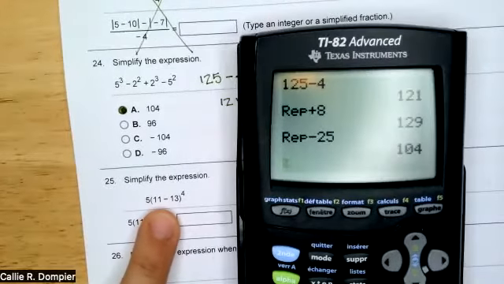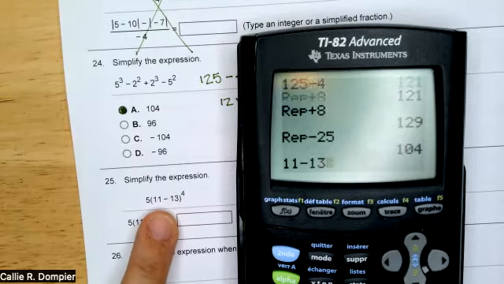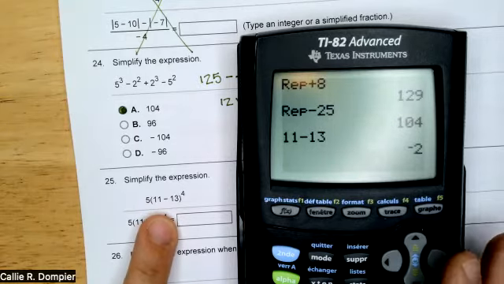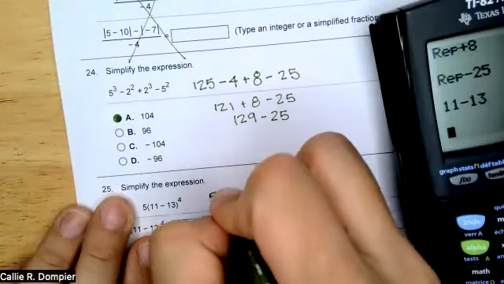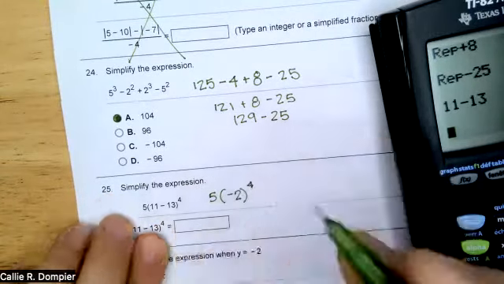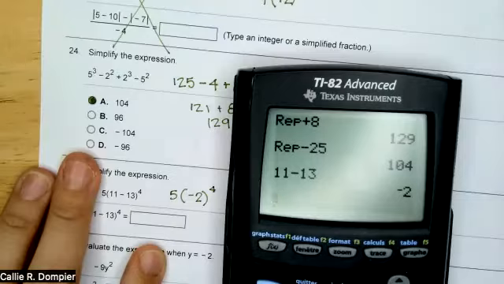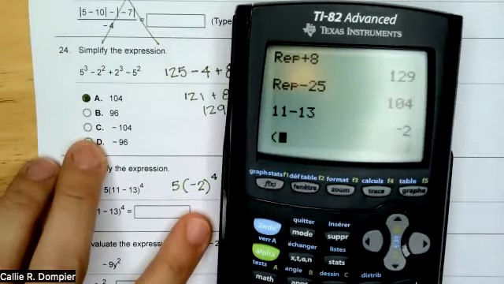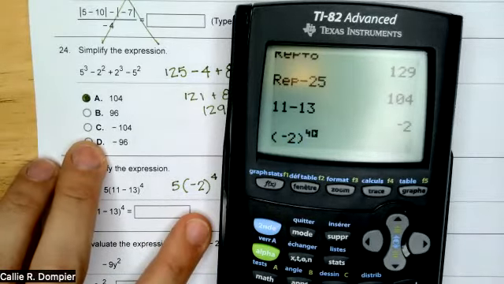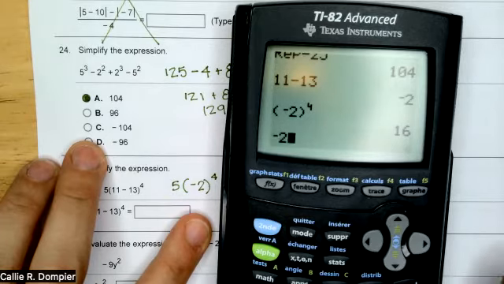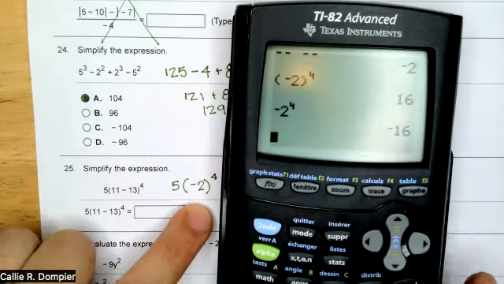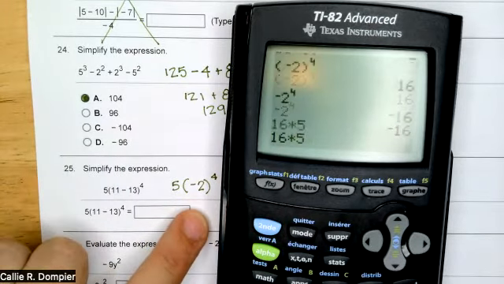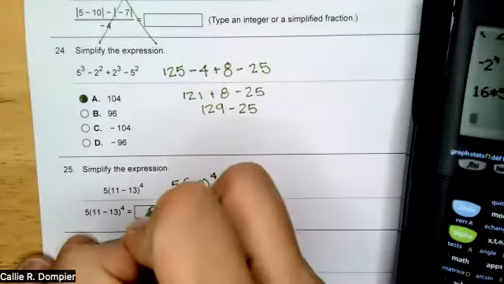Okay. 11 minus 13 is what we have to do first because it's in parentheses. So we have negative 2. So now that's 5 times (negative 2) raised to the 4th. Keep it in parentheses, very important. Negative 2 to the 4th, because if it wasn't, you'd get the wrong answer, right? Negative 2 to the 4th is 16. 16 times 5 is 80.